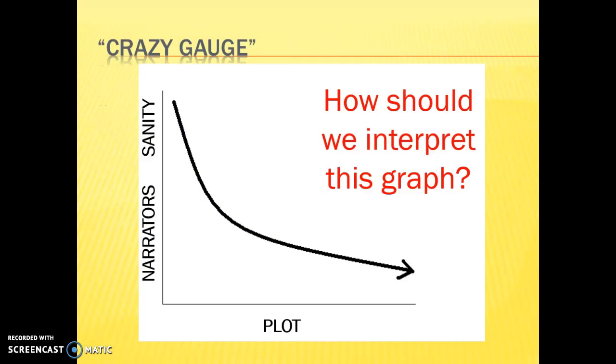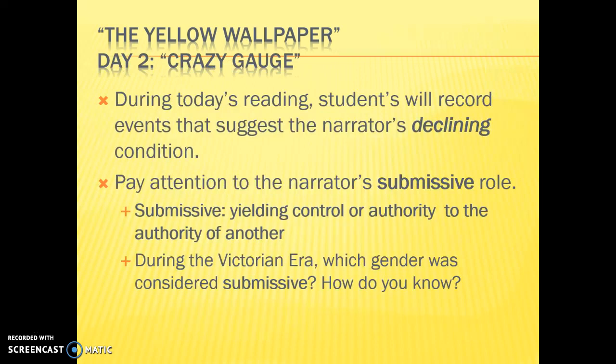I would also like you to pay attention to this idea of the crazy gauge. I've included a graph here that shows you, as you read, the narrator's sanity is going to decrease as the plot continues. And I want you to interpret that as you will as you read. I want you to be recording or thinking about events in the story that suggest her declining condition, and then pay attention to her submissive role in this society and in the situation that she's dealing with right now.